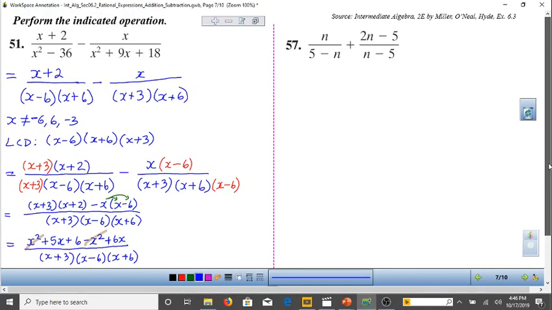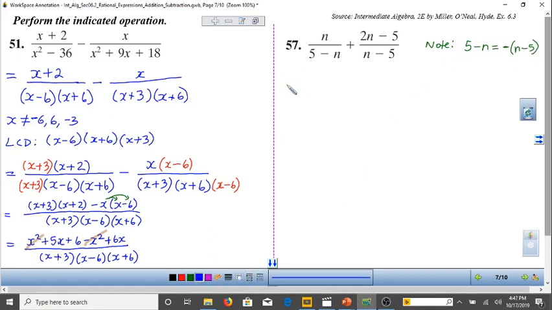In this case, I want you to notice something here. The denominator here is 5 minus n, and the other denominator is n minus 5. And you should remember, and I'll write a little note here, that when you have a situation like that, they are actually the negatives of each other. 5 minus n is actually the negative of n minus 5. And if we recognize that, it will make our lives much easier.